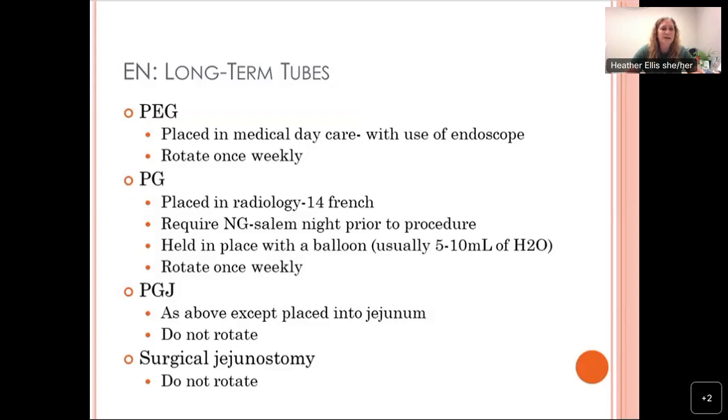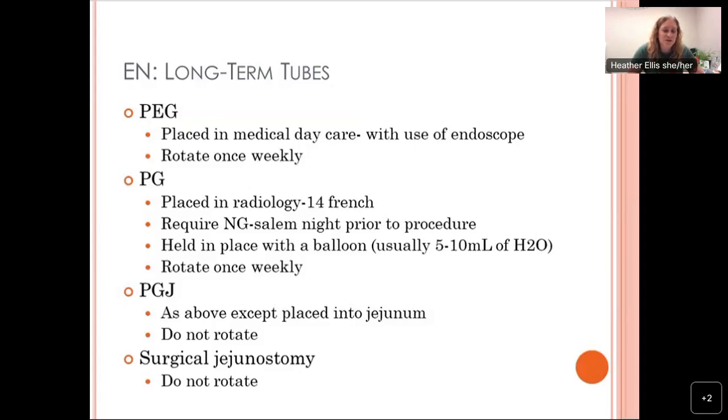When the PEG is inserted, it has a plastic little mushroom that pulls the stomach up to the abdominal wall. By rotating that, you're making sure that it doesn't adhere to the stomach wall and eventually start to push its way through, and that would ruin the integrity of the site and cause issues. The tube doesn't have any sutures. It's just placed and you're good to go.